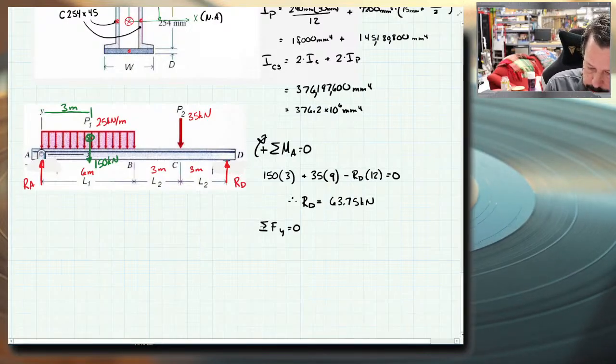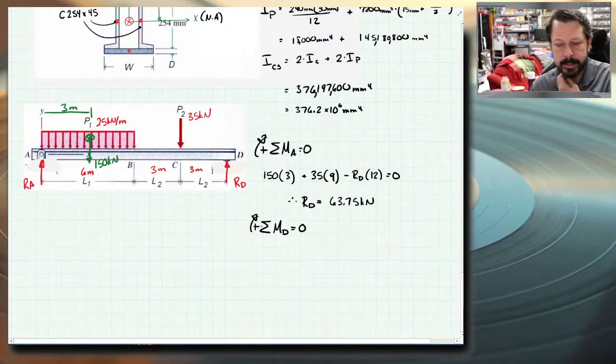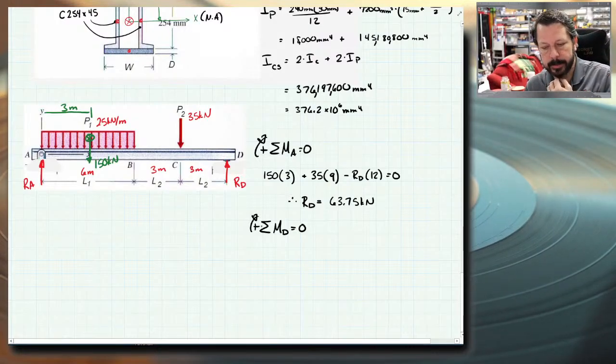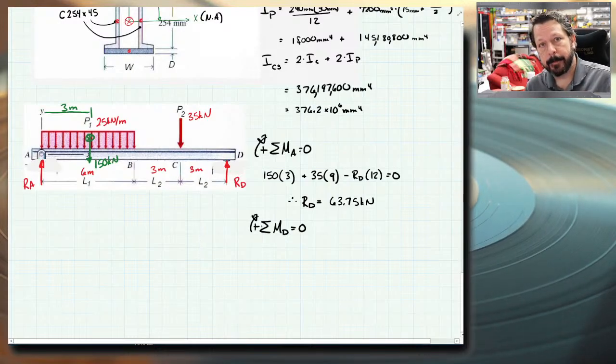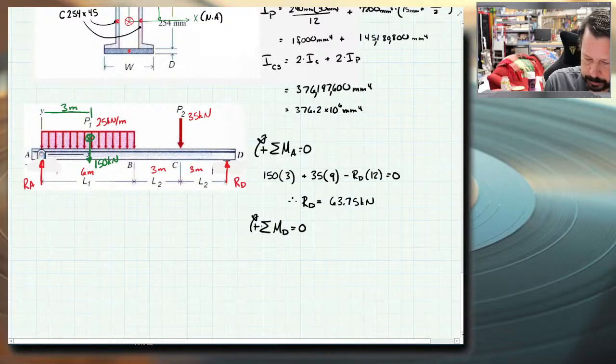But if you do this one, summation of moments about D equals 0, now these two are not related to one another. You know, this moment about D does not depend on anything I did in the moment about A equation. So if I do these two, and I get starting and ending at 0 on my shear diagram, then I actually have a check that I've done them right. So this might be a better approach here.